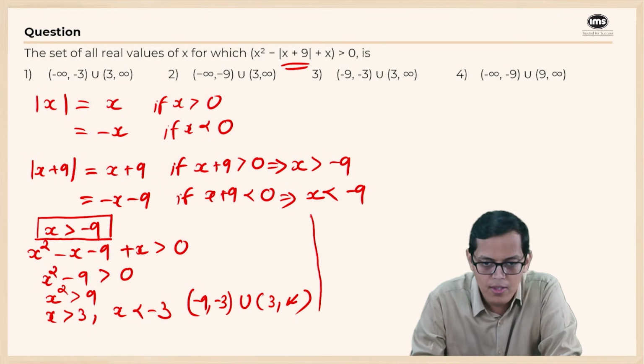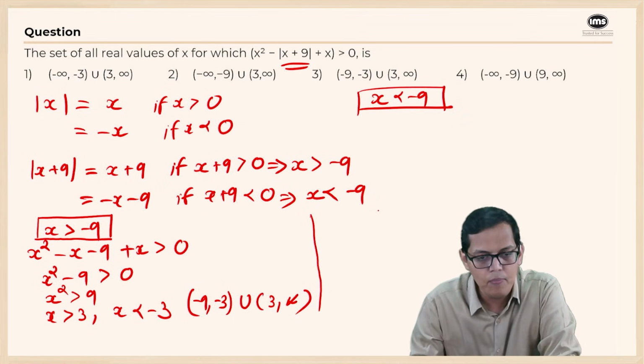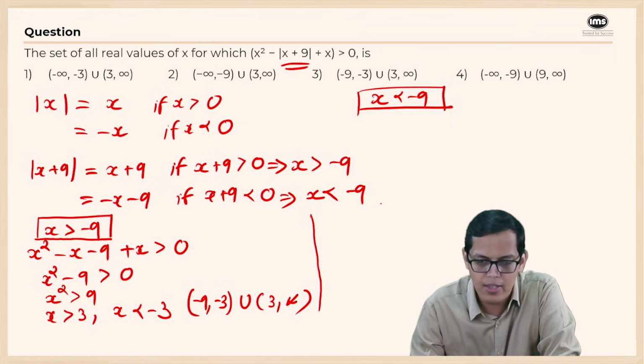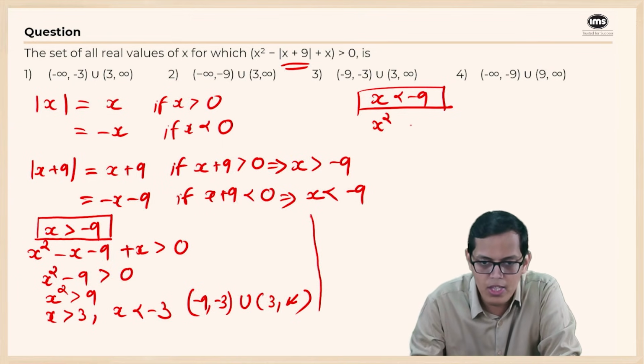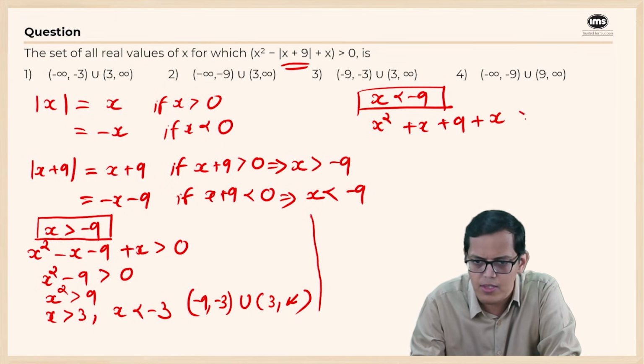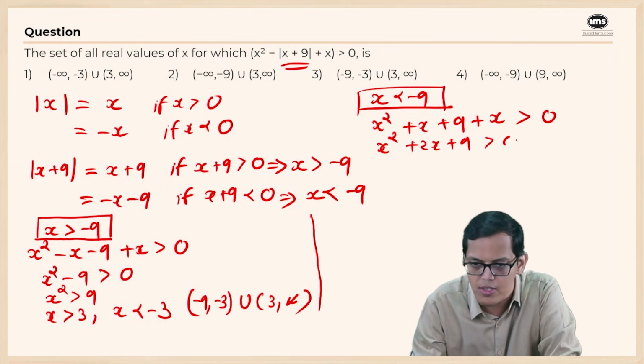Second case, x less than minus 9. In this case, the modulus x plus 9 will be replaced by minus x minus 9, and there is a minus waiting outside. So it should become x square plus x plus 9 plus x greater than 0, ultimately producing x square plus 2x plus 9 greater than 0.